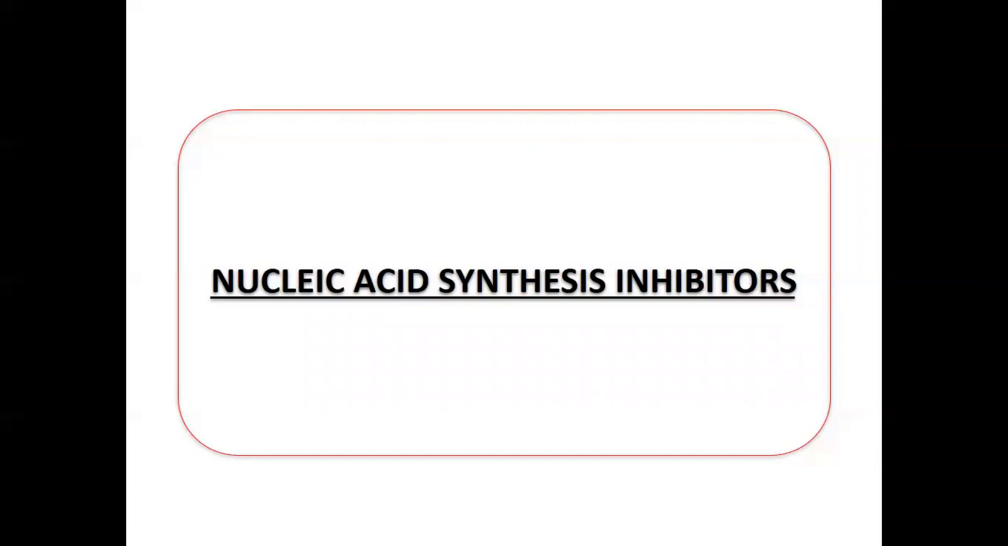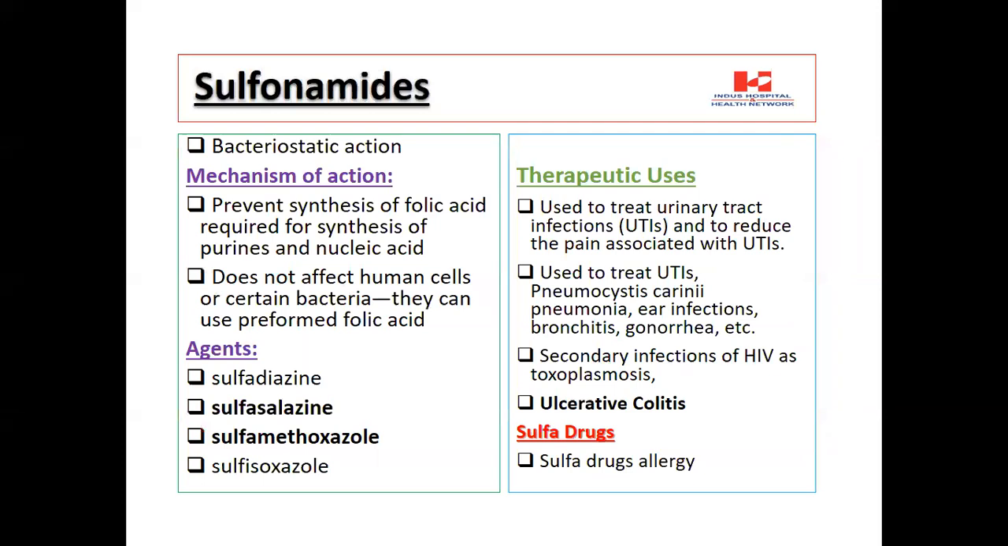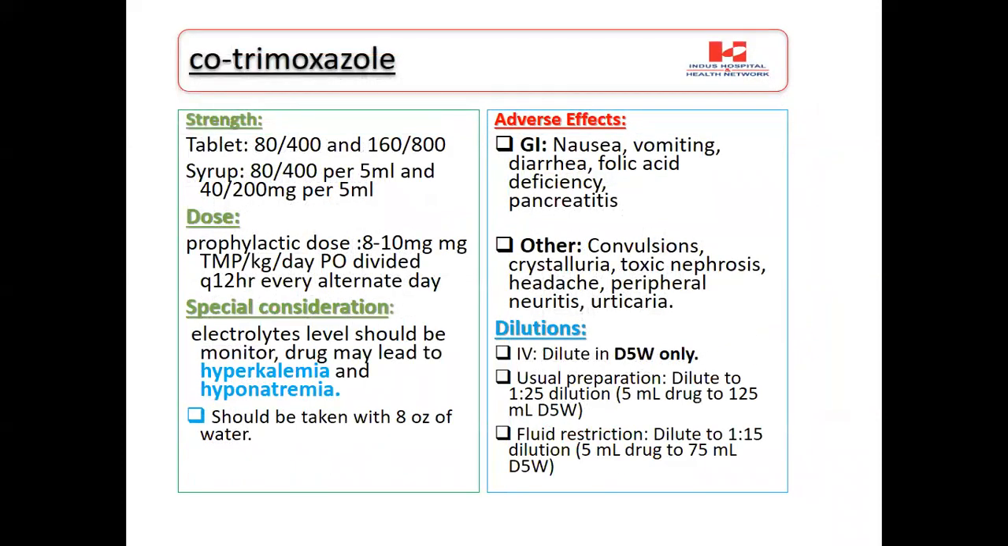Another class that we have is the nucleic acid synthesis inhibitors like sulfonamides. One drug we will discuss is cotrimoxazole. It can be used for some skin and soft tissue infections. There are some IDSA guidelines that say it can be used for cystitis, UTI, and it can be diluted in dextrose 5% only. It cannot be diluted in normal saline. Once the patient is on cotrimoxazole, as a special consideration we have to monitor for hyperkalemia, hyponatremia, and decreased folic acid.